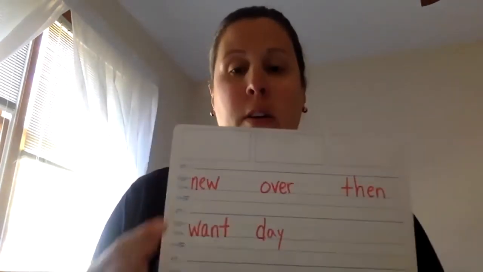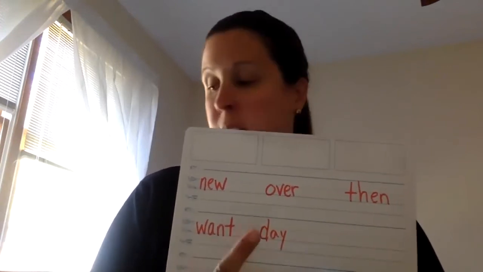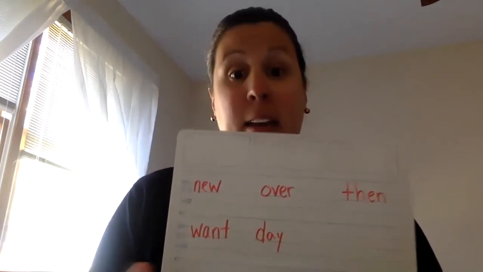We're going to work on our sight words for the week. We have 5 words: new, over, then, want, and day. Let's go over how we spell them.